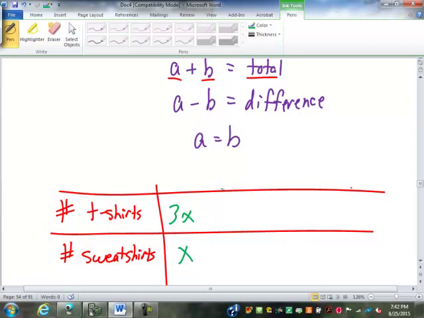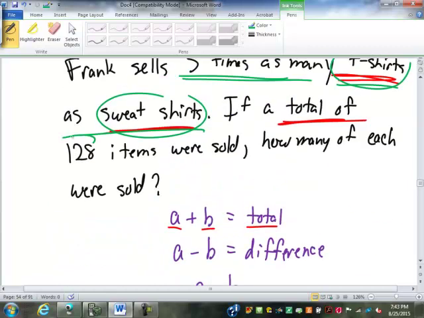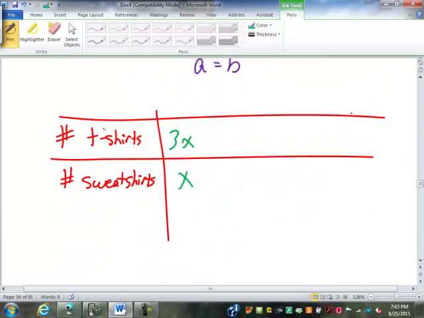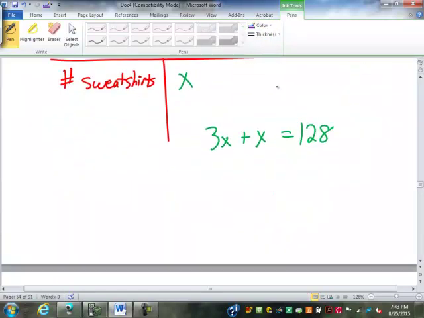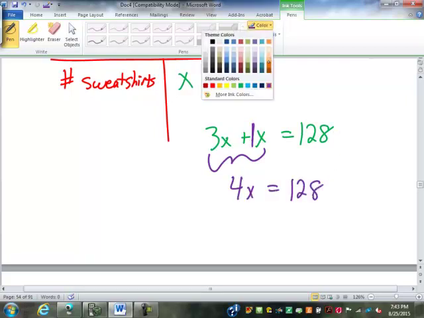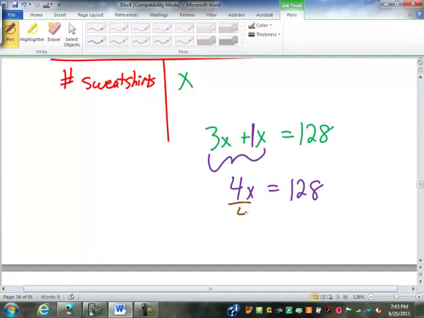Now that I have them defined, I know that we're looking at a total. The number of t-shirts plus the number of sweatshirts totals 128. So we have 3x plus x equals 128. What do we do with that from there? So 3x plus x, and like you said, that's 3x plus 1x makes 4x equals 128. And then divide by 4. x equals 32.